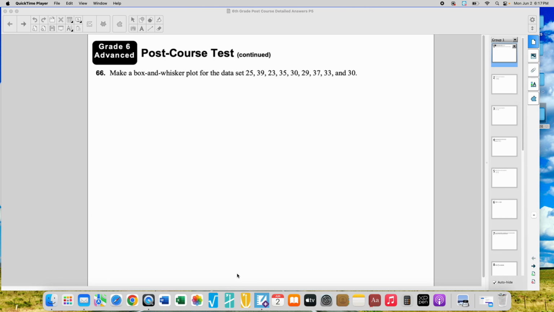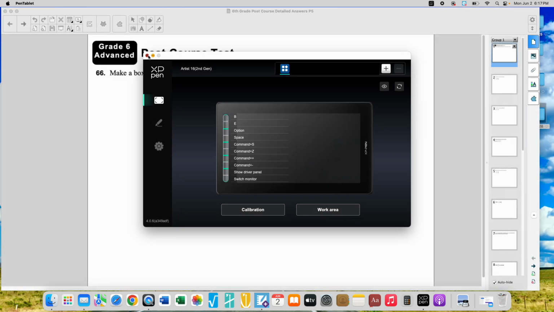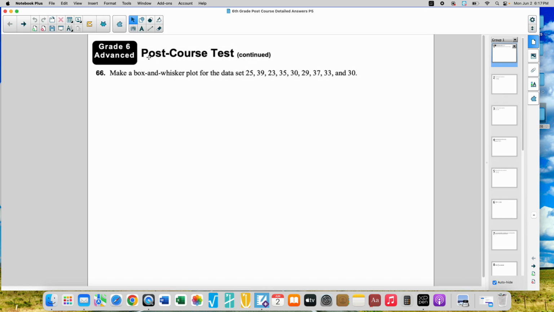We're working on this. Oh, no, shoot. I forgot to calibrate. Maybe you can, pen allow. Sorry, calibration. You can watch me calibrate my screen. Boom. All right, that was quick.